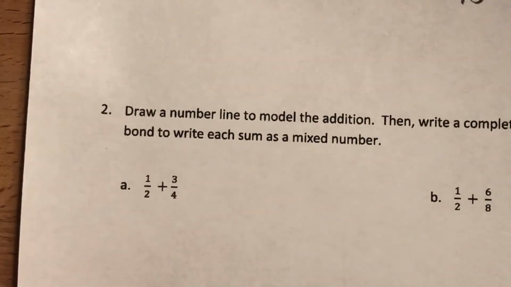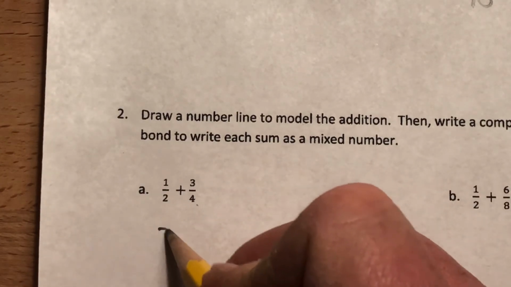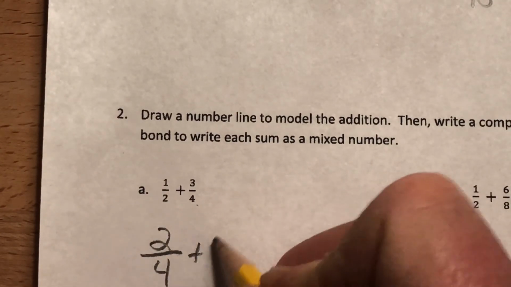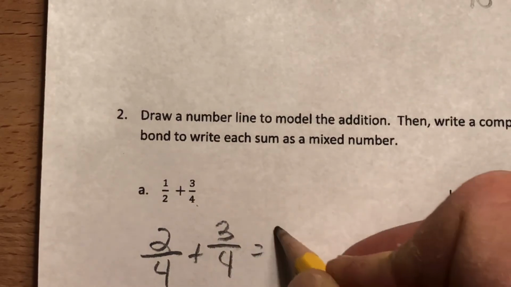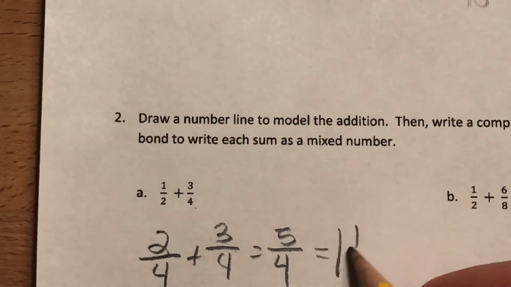Down here, I've got 1/2 plus 3/4. So I'm going to change my half into fourths. This would be 2/4 plus 3/4 equals 5/4. And that equals 1 1/4.